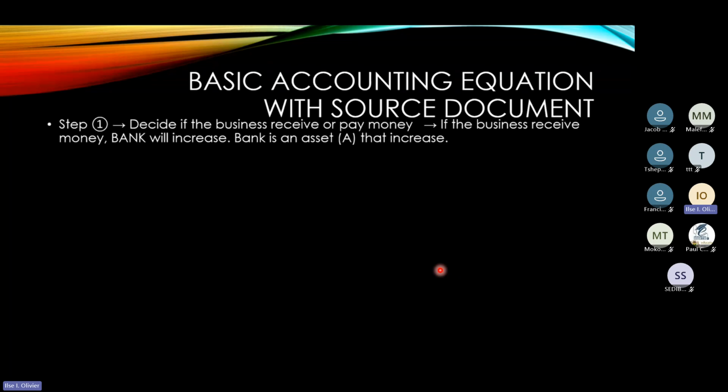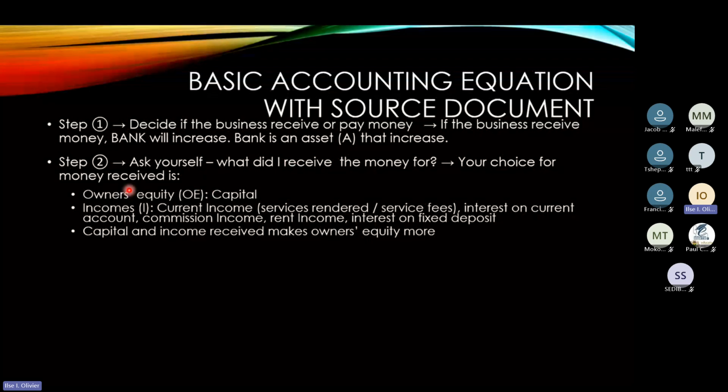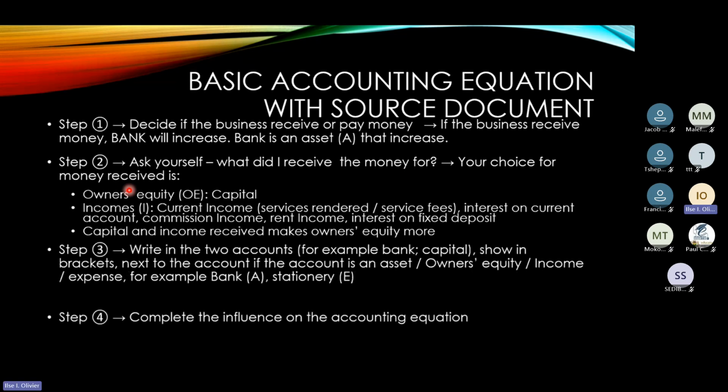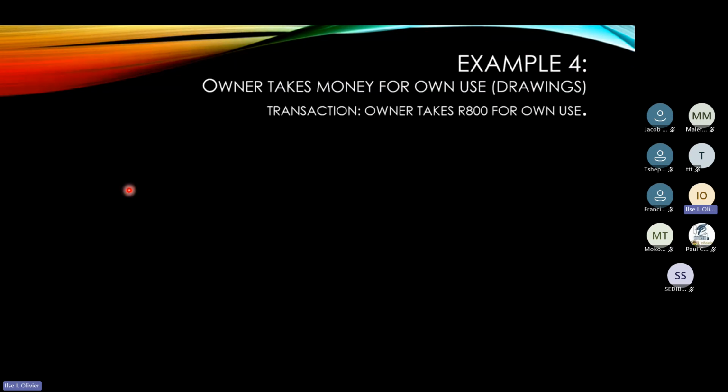So step number 1, you decide if you received or paid the money. If we receive the money, the bank will increase, but if we pay the money, the bank will decrease. And remember that bank is an asset that then will decrease. What did we pay it for? We can pay it for owner's equity, for your expenses, or for an asset, right? Then you write the two accounts, you complete the influence, and then you identify the source document and include it in the table. I'm going to show you an example.